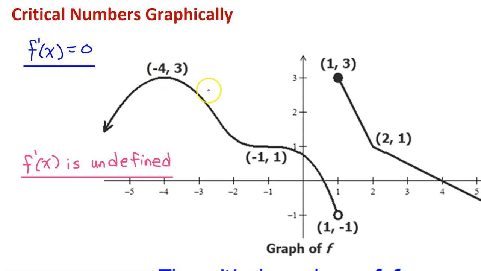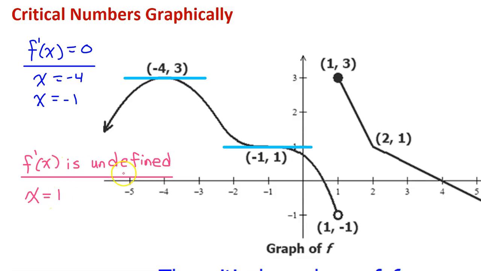So the slope of f will be 0 at any horizontal tangent lines. So f prime will equal 0 at x equals -4 and at x equals -1. These are the first two critical numbers of f. How many places on this graph of f do you see where f prime will be undefined?